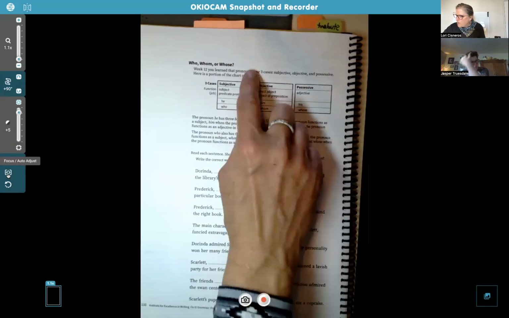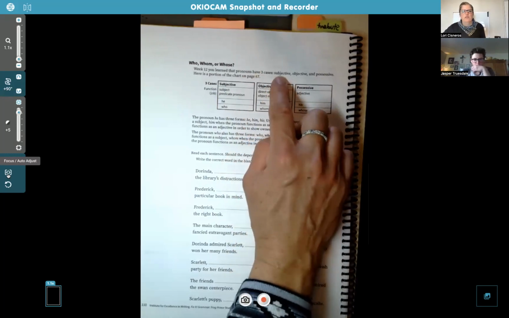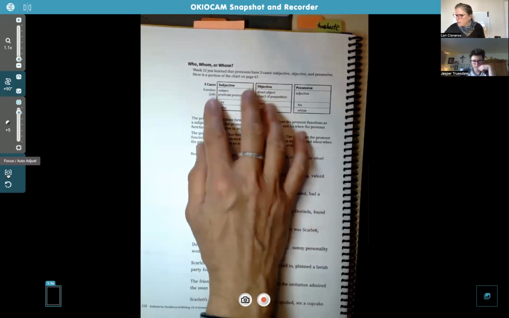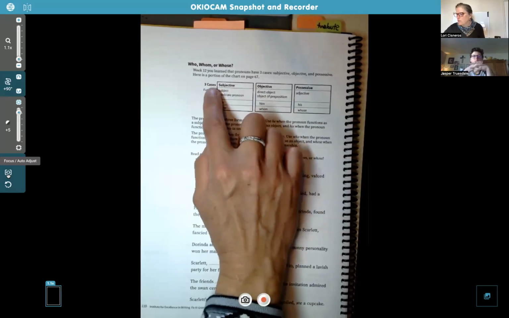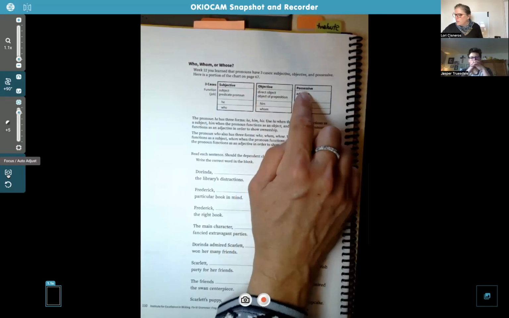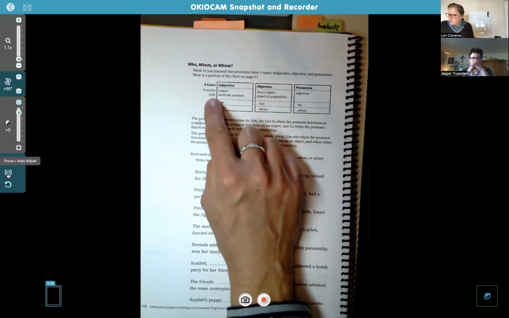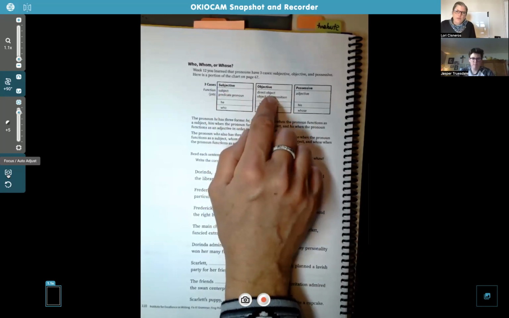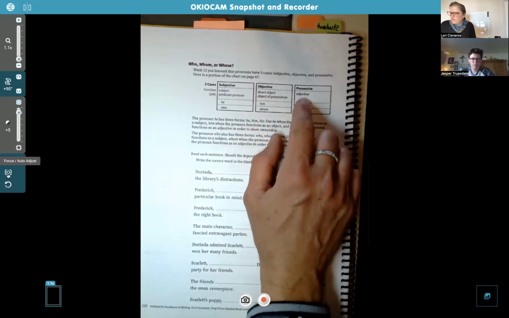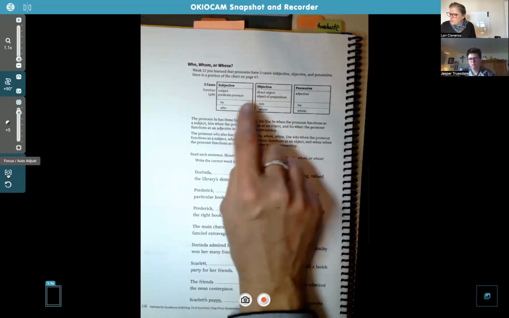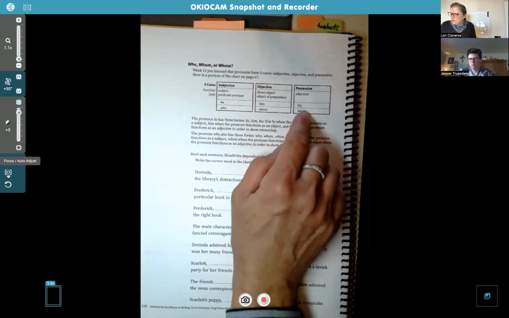So basically, pronouns have three cases: subjective, objective, and possessive. Here's the portion of that chart. So you've got the three sections or the three cases: subjective, objective, and possessive. And then you've got the job or function: the subject for subjective, the object for objective, and then possessive is the adjective. So those are the three functions of those three cases of pronouns. And then they give you the words down below.